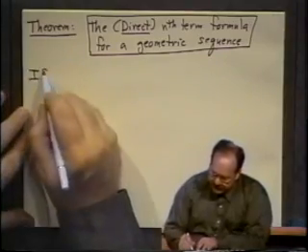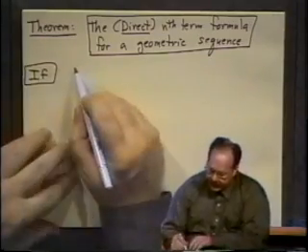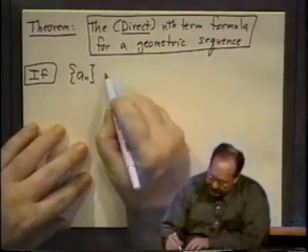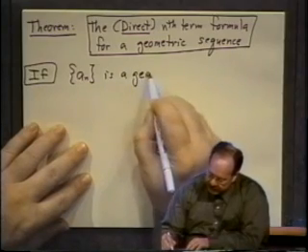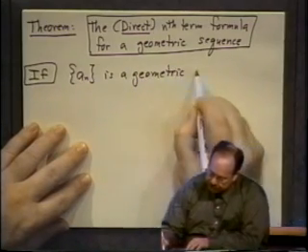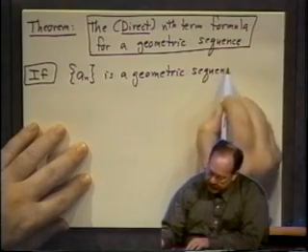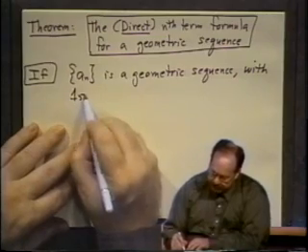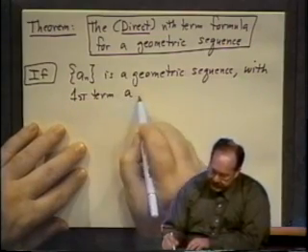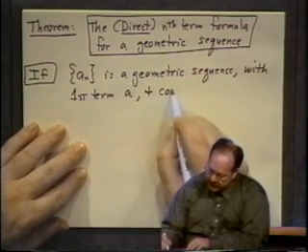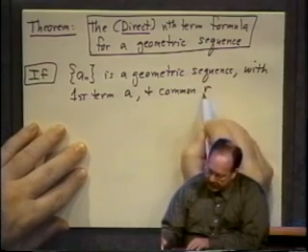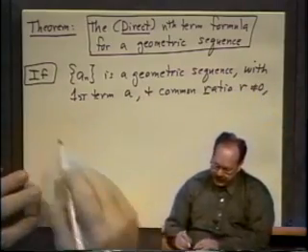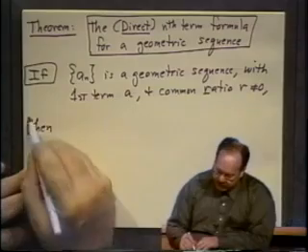Then it goes like this. If we start off with a geometric sequence, so we suppose the a sub n's is a geometric sequence with the appropriate first term, which we will label a, and common ratio r, and that's non-zero, of course, then what does the nth term look like?